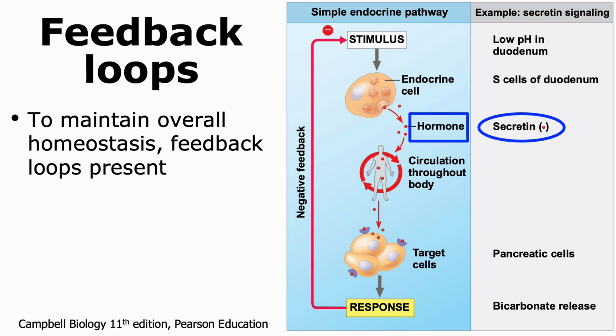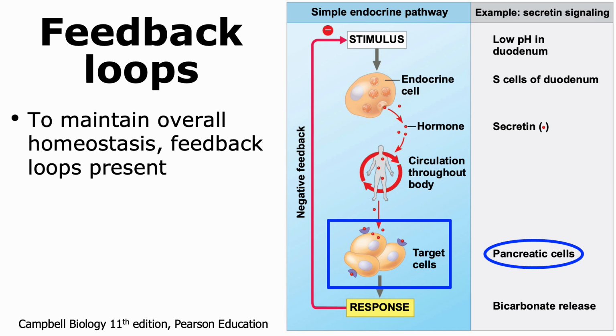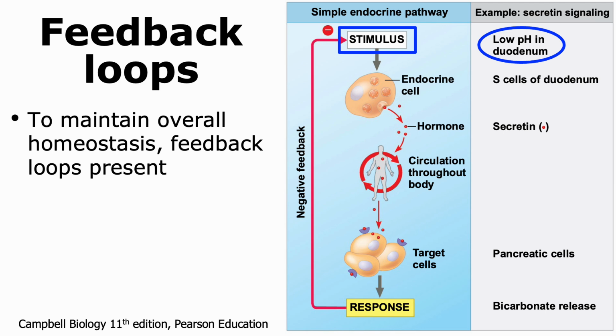This hormone then enters the bloodstream and is circulated throughout the body, where ultimately it ends up on target cells which are present in the pancreas. These target cells then release bicarbonate, and this bicarbonate can then neutralize the low pH in the duodenum. This allows the duodenum to restore its pH.